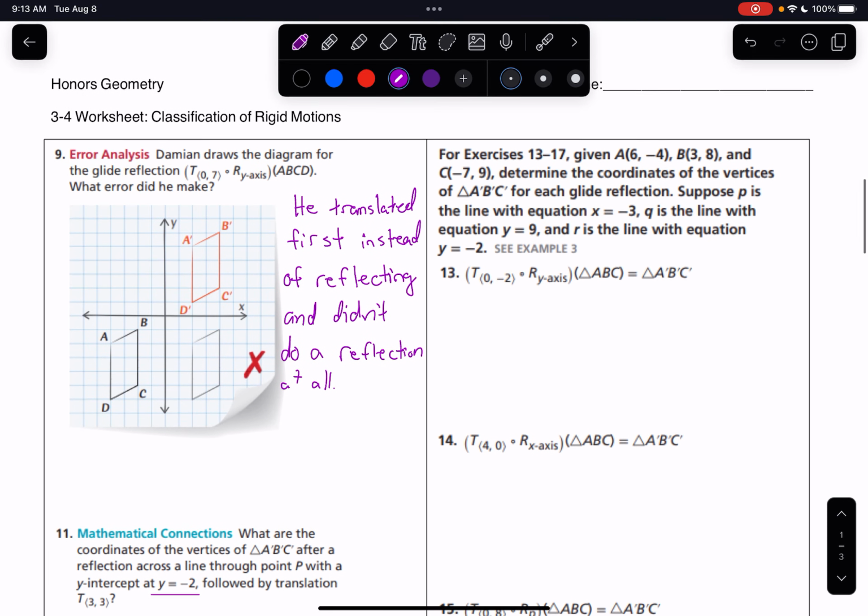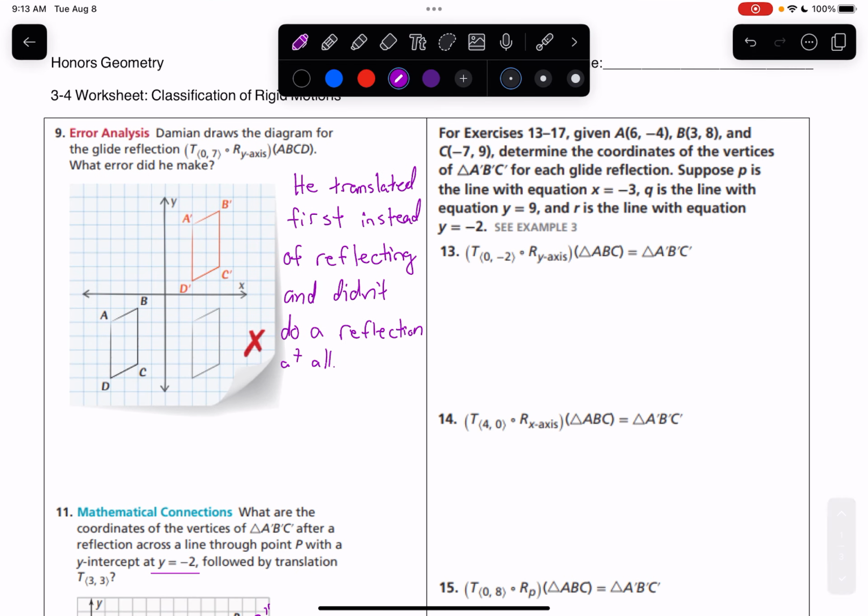Up here, we've got a whole bunch of information. We've got coordinates A, B, and C, and we want to determine the coordinates for each glide reflection. Suppose P is the line with the equation x equals -3, Q is the line with the equation y equals 9, and R is the line with the equation y equals -2.